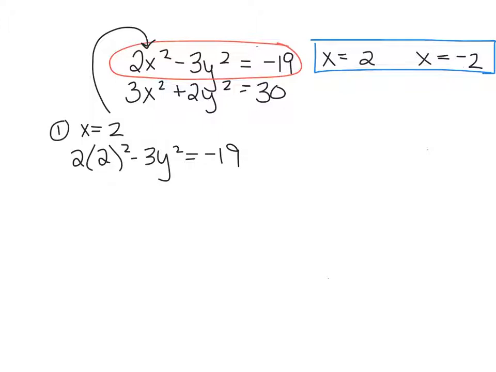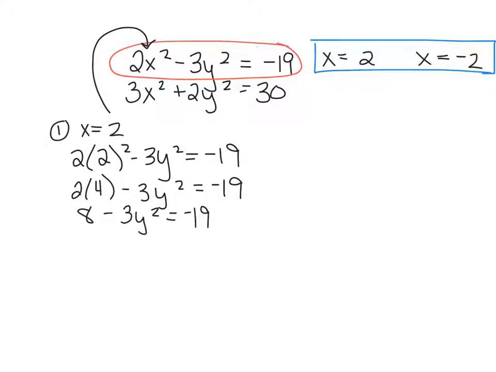So first, 2 squared is 4. So this becomes 2 times 4 minus 3y squared equals negative 19. This is an 8. And then we have minus 3y squared equals negative 19. So again, we want to isolate that y squared term, so we'll subtract 8 on both sides. We get negative 3y squared equals negative 27.